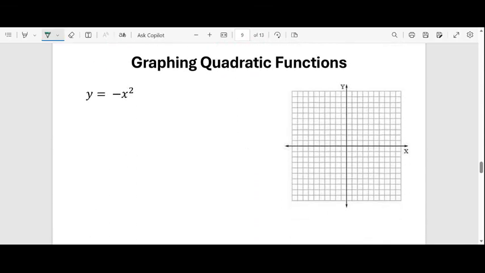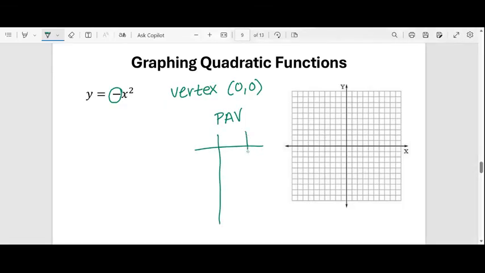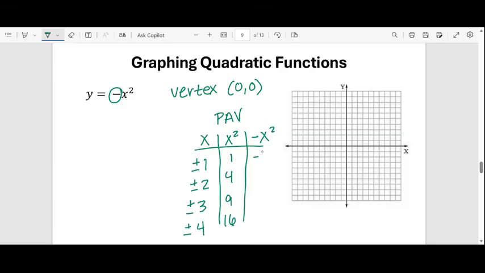Now we have a negative coefficient. So this is a -1 times x squared, right? -1 times x squared. So our vertex here is going to be 0, 0 again. And then our pattern about the vertex table will have 3 columns, and it will be x, x squared, and then -x squared. So just like normal, you'll fill in your first 2 columns exactly the same as we've done from the very first problem. But then the third column, we're going to multiply all those numbers in the center column by -1. So it'll be -1, -4, -9, and -16.